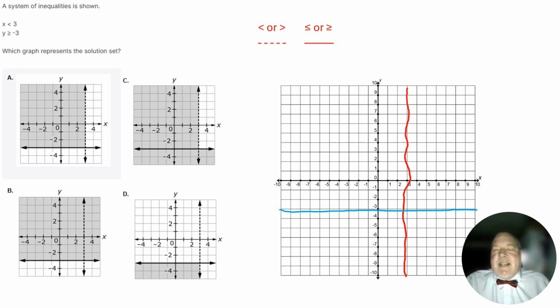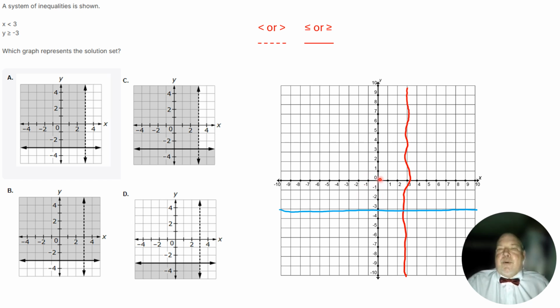So what you want to do is test a point and see if it works or not. An easy point to test is the point (0, 0). So (0, 0) has an x value of 0 and a y value of 0. If I plug in 0 for x, I would have 0 less than 3. Is that true or not true? Is 0 less than 3? Yes. So that means that the red line is shaded to the left where (0, 0) is.